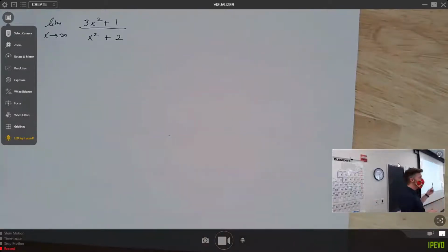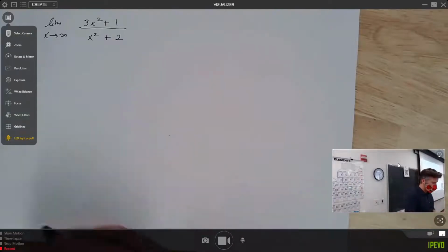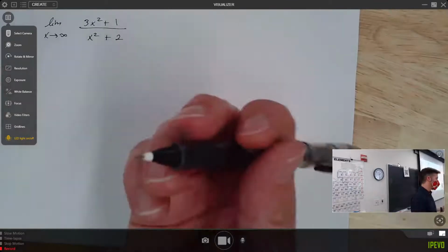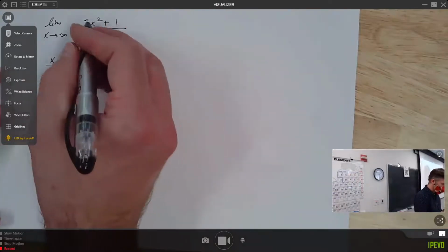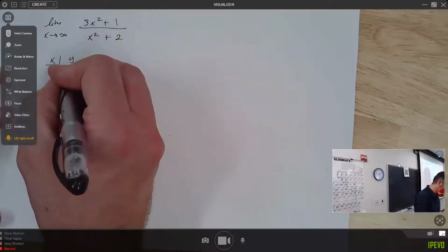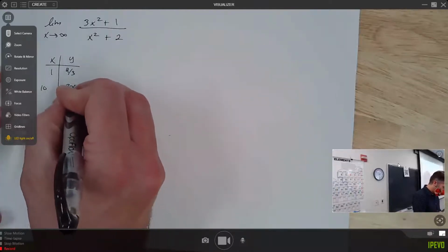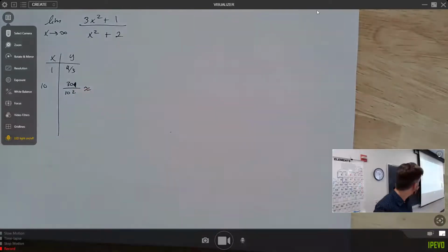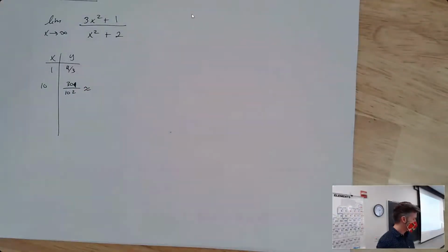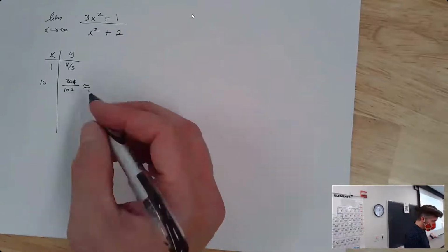You might already know what this limit is, but I want to show you that you can do some simplifying here. You could totally make a table. If x is 1, that's kind of boring. Y is going to be 3 plus 1 over 1 plus 2, so you get 4/3. And if x is 10, you're going to get 301 over 102. Already you might be able to see that 301 divided by 102 is pretty close to what whole number? What's 300 divided by 100? 3. So 301 divided by 102 is pretty close to 3.